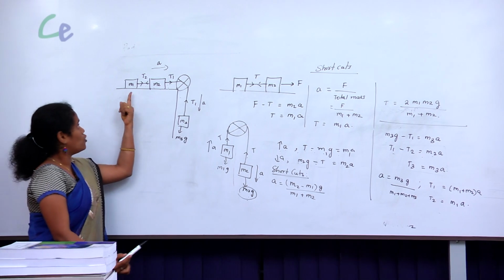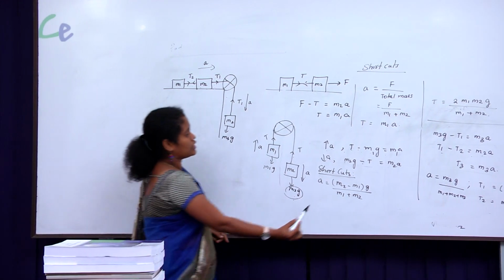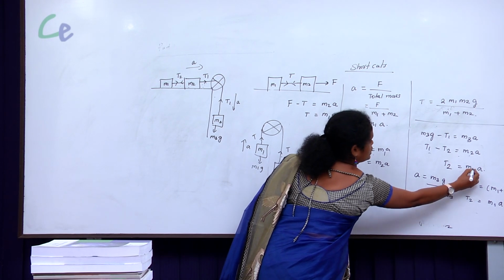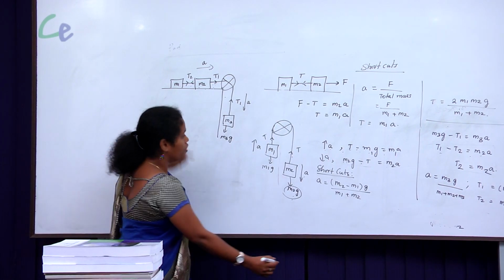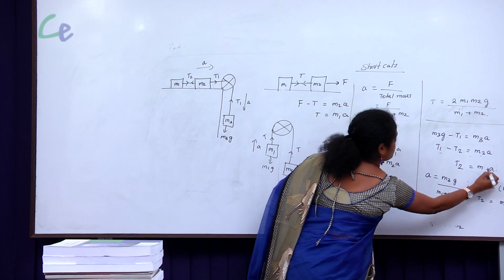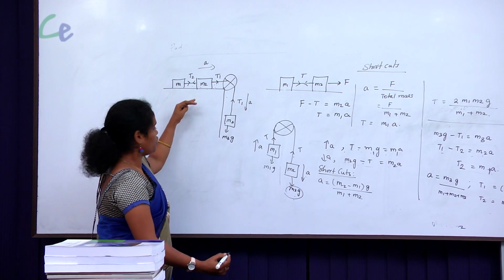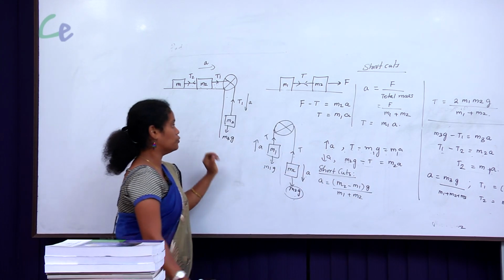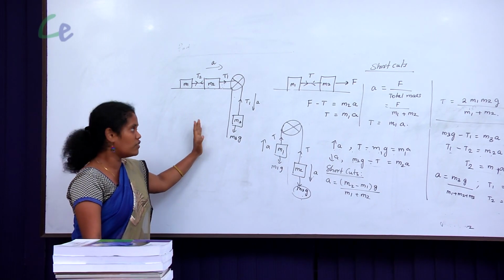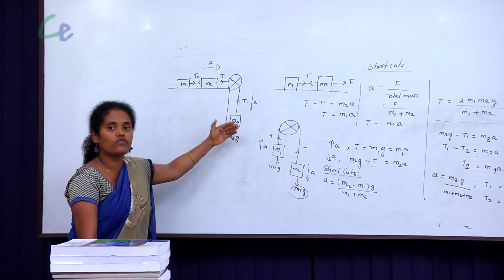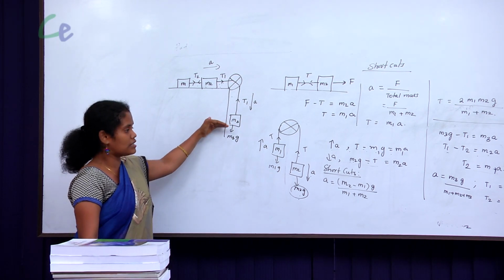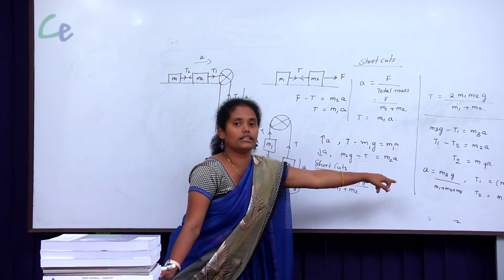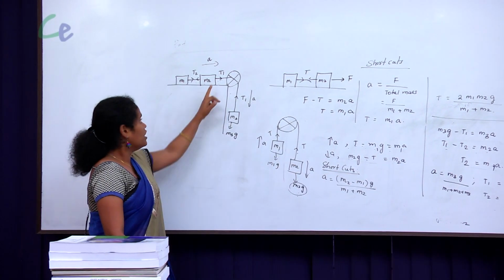And similarly, at object m1, T2 is equal to m1a. Now, we write the expressions for acceleration, tension T1 and tension T2. Acceleration in this case always relies on the object which is being suspended. So, the acceleration becomes a is equal to m3g divided by m1 plus m2 plus m3.